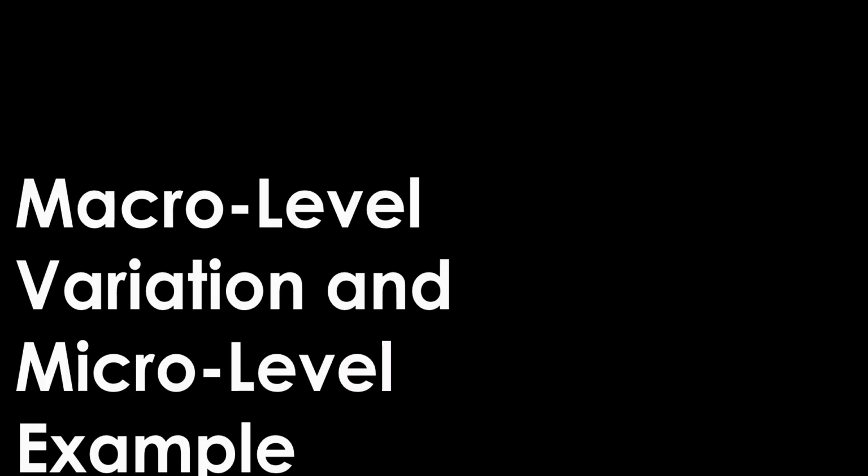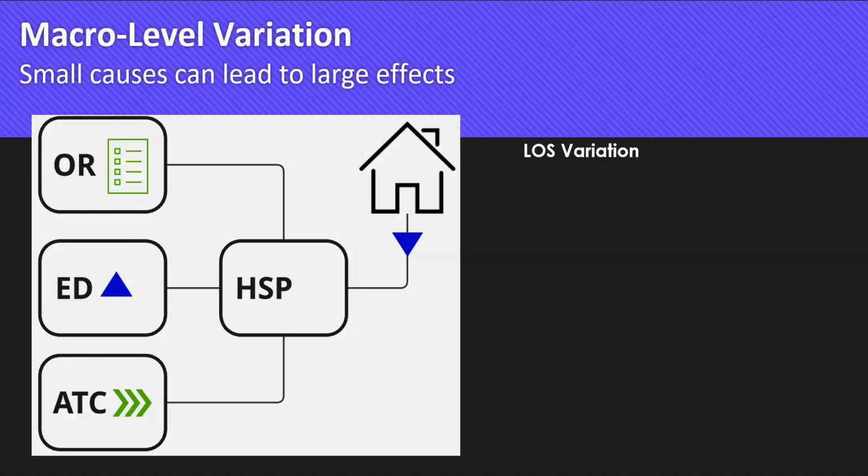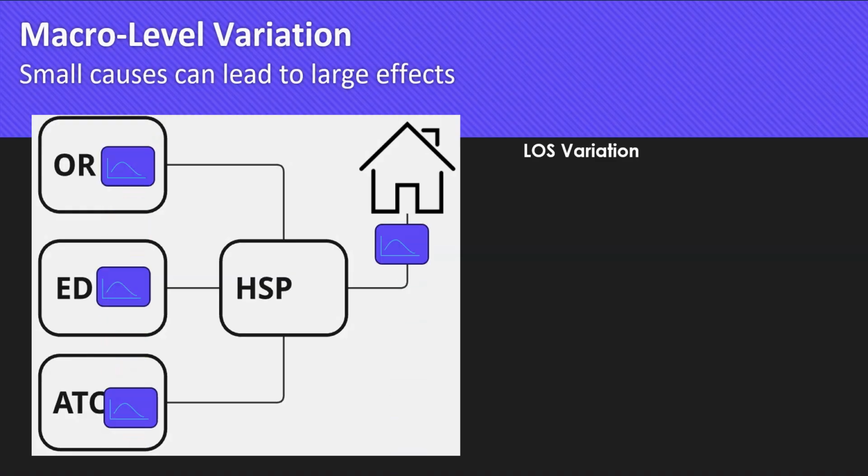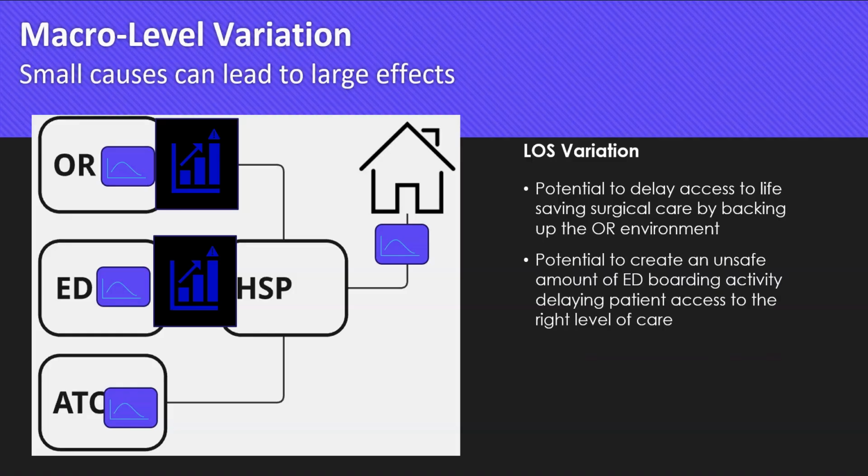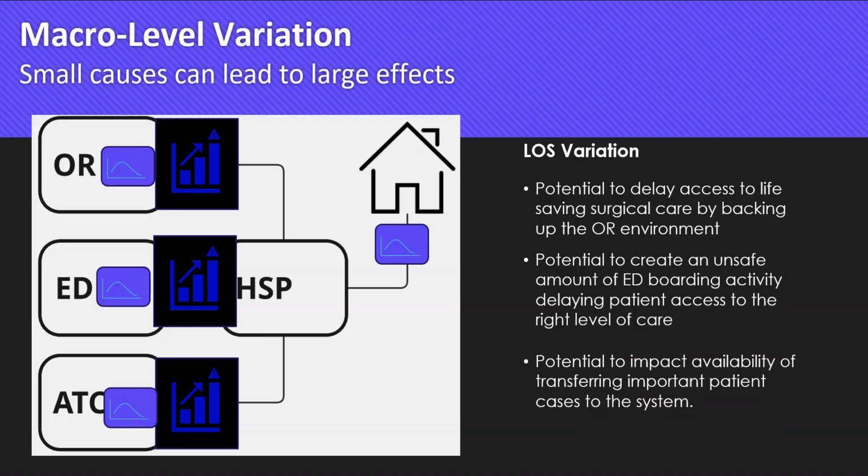So this approach can be used at the macro or micro level. At a macro level, we might characterize the overall hospital in these very high level units, OR, ED, transfer center, discharge, and we would do the same things. We would look for the distribution of how long, let's say, patients stay there to figure out how likely it is to see delays in transitions from the OR to the hospital. How likely it is to see unsafe patient experiences like boarding or long wait times getting transferred into the system.